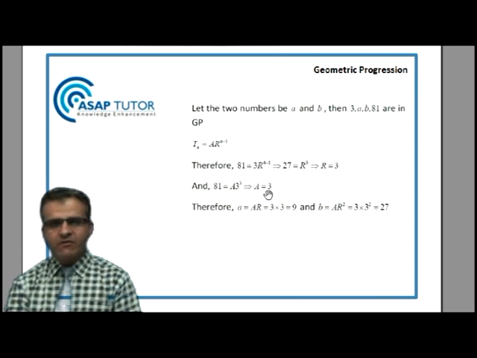Now we want to find the values of A and B. A is the second term, so it will be equal to ar. B is the third term, ar square. And substituting the values over here, ar is equal to 9, ar square is equal to 27. So therefore the two numbers are 9 and 27.